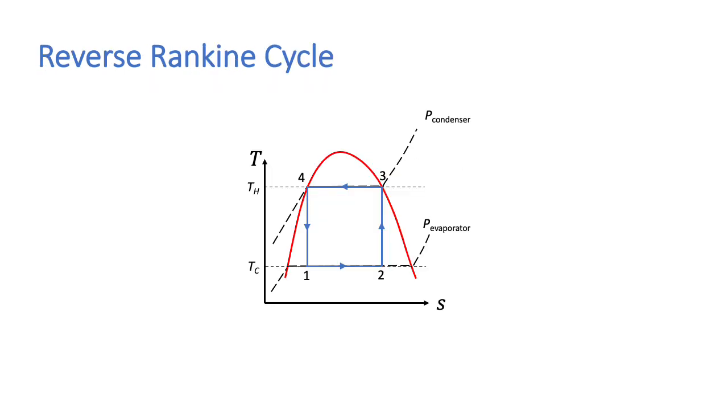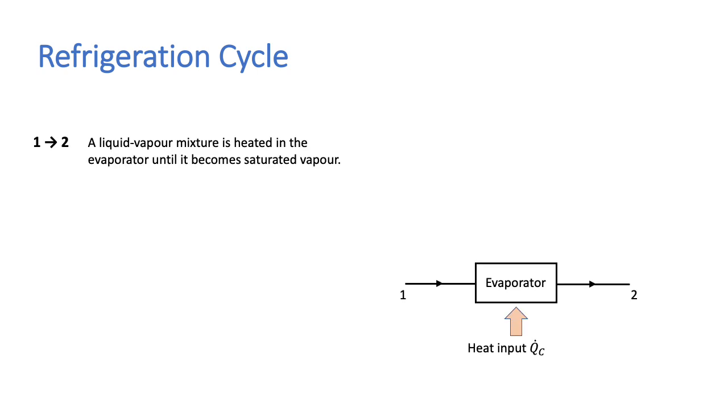We therefore modify the reverse Rankine cycle. Instead of heating the fluid from 1 to 2, where point 2 is a two-phase mixture, we heat it all the way until it becomes a saturated vapor. The fluid which is then going through the compressor is a superheated vapor. This is then our refrigeration cycle.